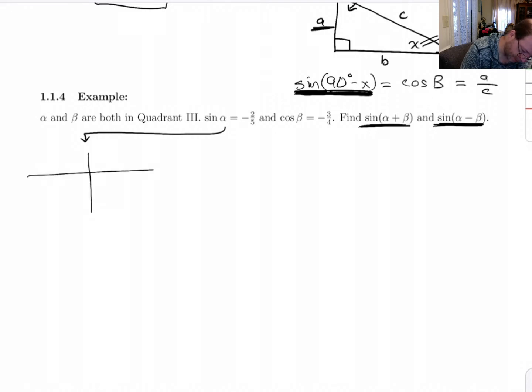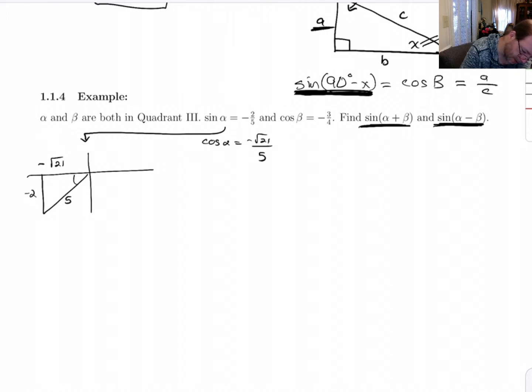We're in quadrant 3. So this is our reference angle. And the sine is opposite over hypotenuse. And so this third side over here is going to be, let's see, 25 minus 4. This other side here is going to be root 21. It's going to be negative. So that tells me cosine of alpha is minus root 21 over 5.